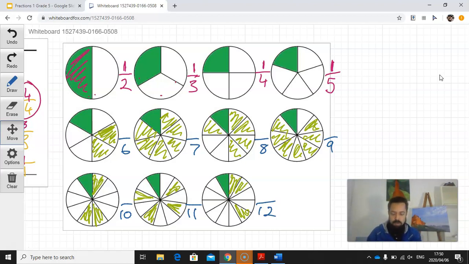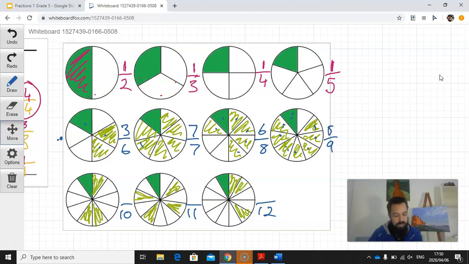So in this one over here on the left, you can see we had 1, 2, 3 shaded. So we've got 3. Over here, they were all shaded. So that's 7 over 7. 1, 2, 3, 4, 5, 6. We've got 6 over 8. 1, 2, 3, 4, 5, 6, 7, 8.